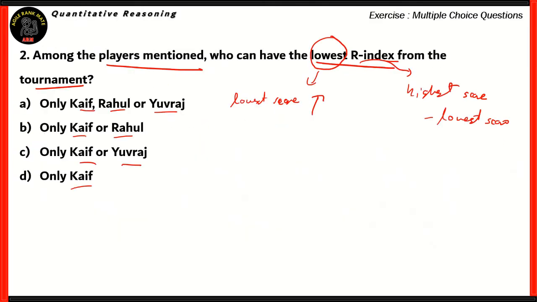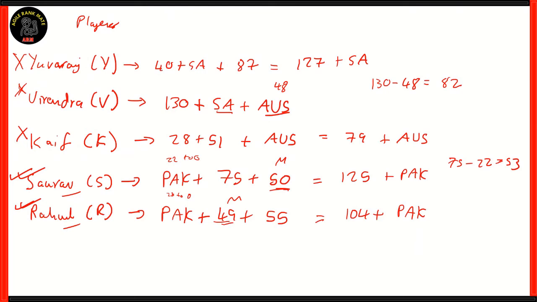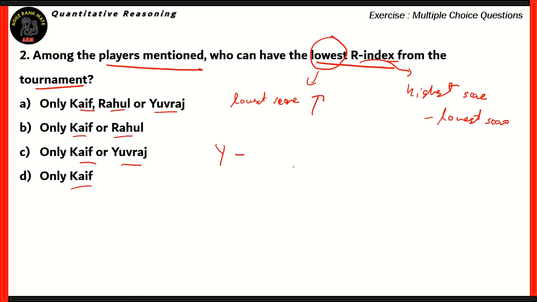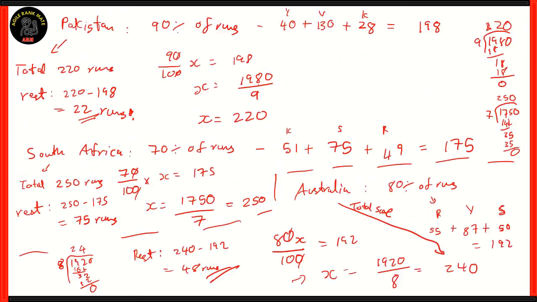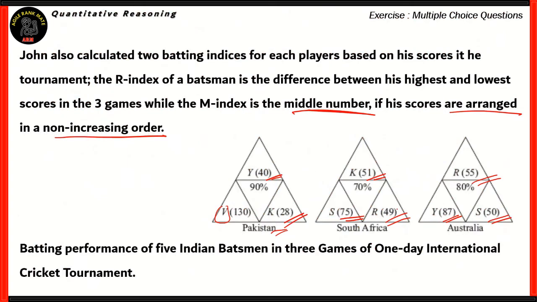Now let's look at the people in the options. We have Kaif, Rahul, or Yuvraj. So let's take Yuvraj. If you look at Yuvraj's scores, we have an 87 scored against Australia and a 40 scored against Pakistan. So 87 is his highest score. Now if you look at the match against South Africa, the highest score has to be 40.